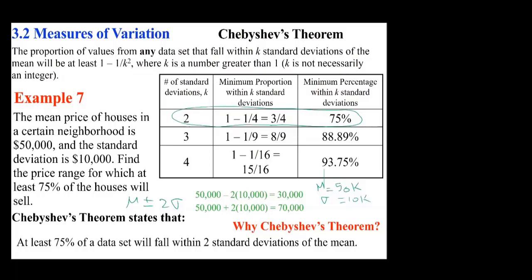But why Chebyshev's? Why not empirical? We use Chebyshev's theorem when we don't know anything about the distribution. The distribution is not mentioned to be normal. Therefore, we have to use Chebyshev's theorem. That's important to see: Chebyshev's theorem, because we don't know anything about the distribution of the prices.